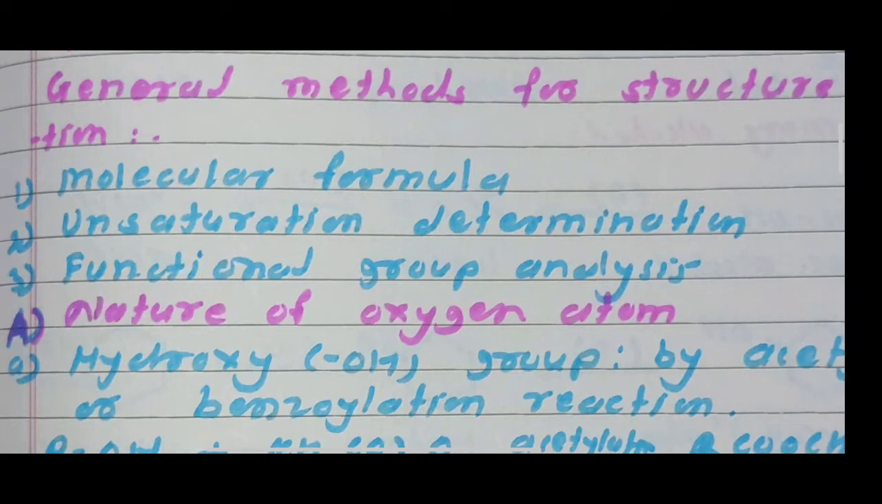Then third one is the functional group analysis. Both classical method of organic analysis and modern spectroscopic methods like NMR, mass and IR spectroscopy are used. Mainly IR spectroscopy is used to determine the functional group in an alkaloid. Then after functional group, we study here nature of oxygen atom. If alkaloid contains oxygen atom, then in which form it is contained in the structure of alkaloid. First, nature of oxygen atom.